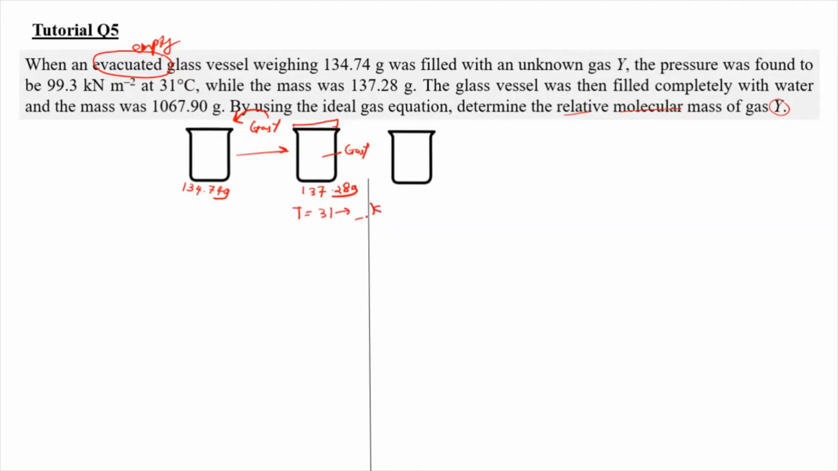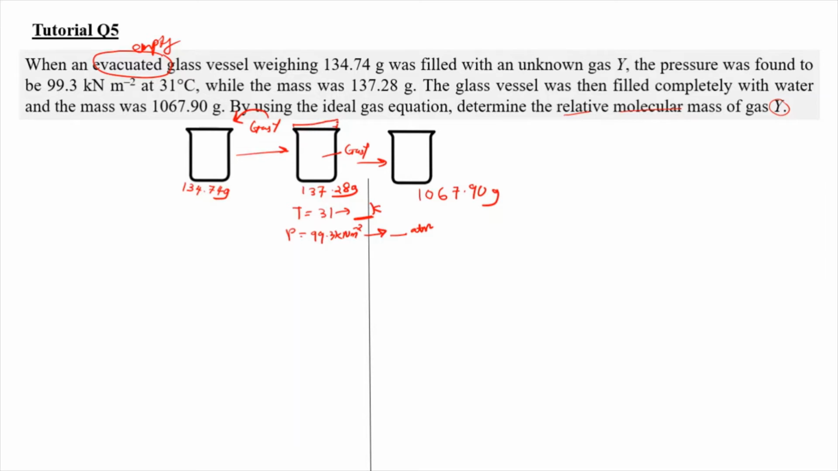Kelvin. And then the pressure is at 99.3 kilonewton per meter square, which you need to convert into atm. Alright, so the glass vessel was then filled completely with water, and the mass is going to be 1067.90 gram. So the situation here means we're going to open the gas jar, or the glass vessel.